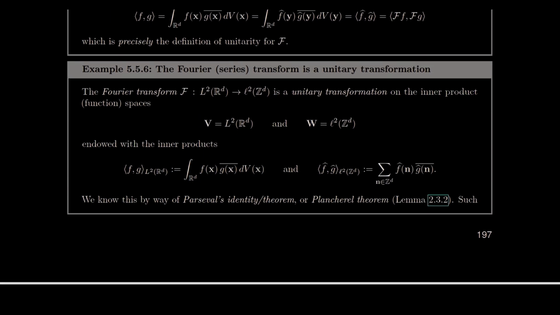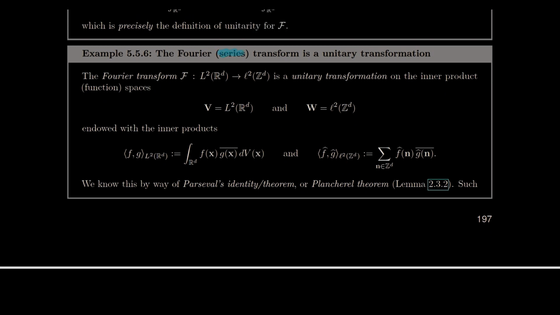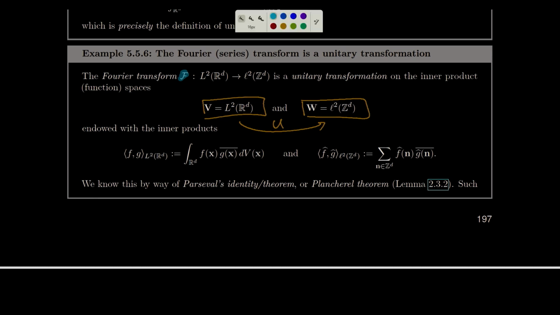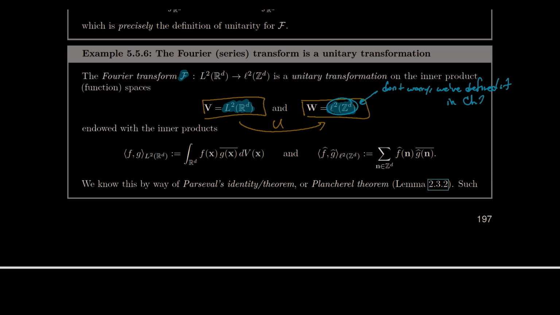And in fact, you can extend Parseval's identity to the Fourier series transform as well. This is kind of the more interesting setting though, because when it's a Fourier series, the domain and the codomain of my unitary operator U are different, right? So L2 of the d-dimensional real space is different than little L2 of the d-dimensional integers. Don't really worry about what this is. We've already defined it in chapter 2. So go back to chapter 2 and just see what the image of this Fourier series transform is, and you'll be able to figure out what little L2 of Z^d is.